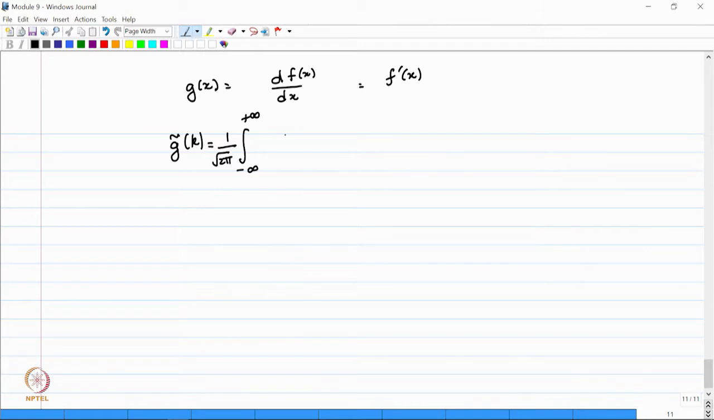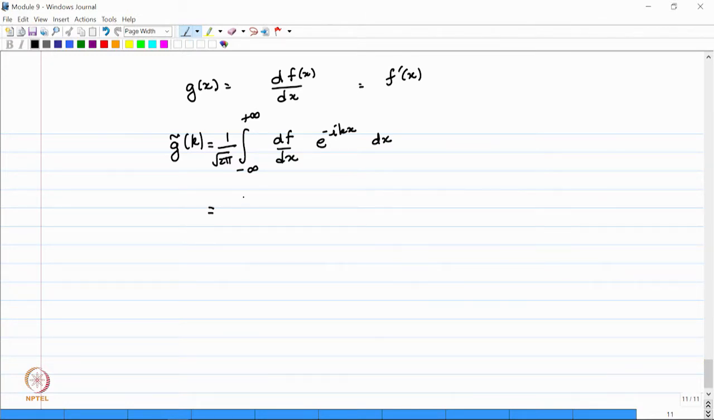The next significant property of the Fourier transform is related to the derivative. So, if g of x is equal to df of x by dx, or f prime of x, what can you say about g tilde of k? g tilde of k is equal to the integral from minus infinity to plus infinity of 1 over square root of 2 pi, times df by dx, times e to the minus i k x dx. So, I can integrate this by parts.